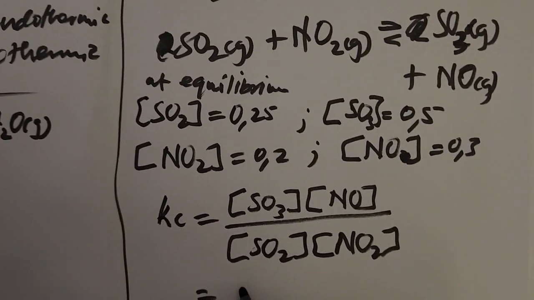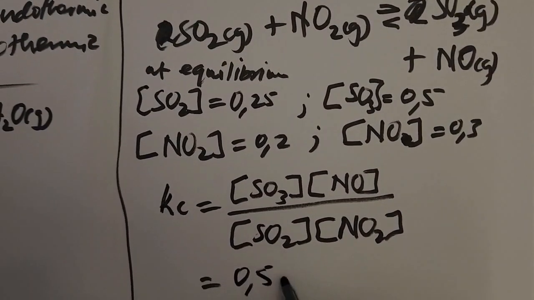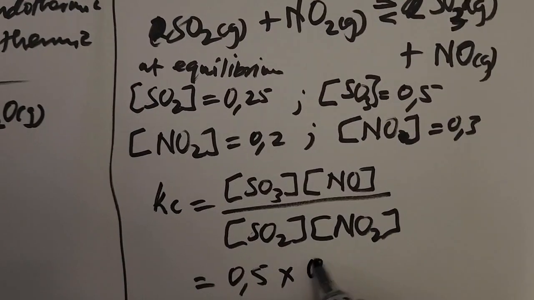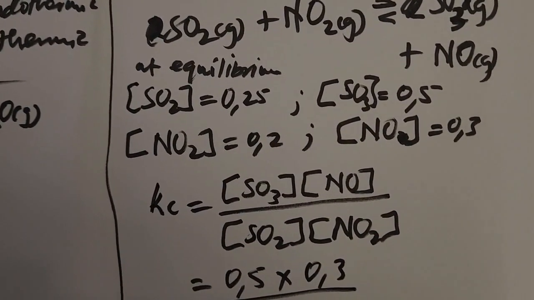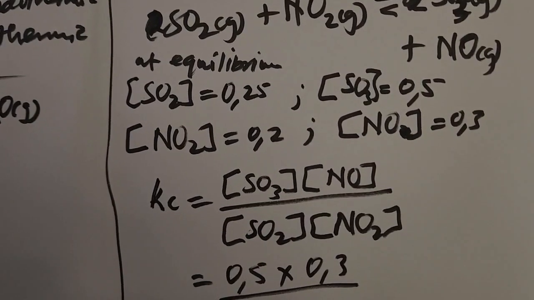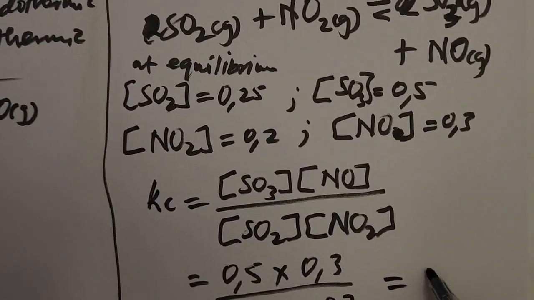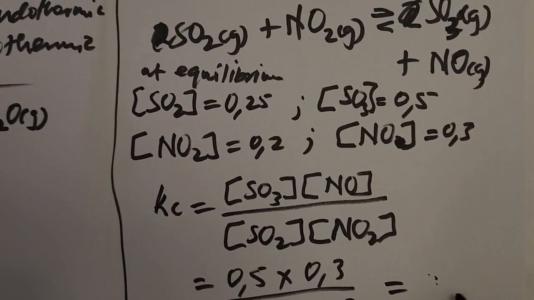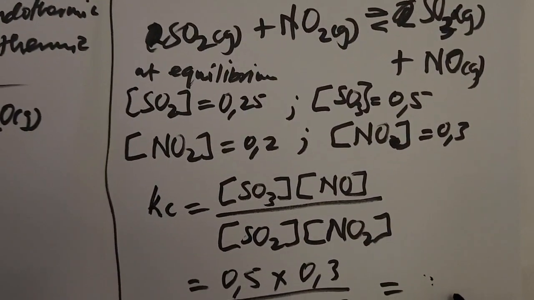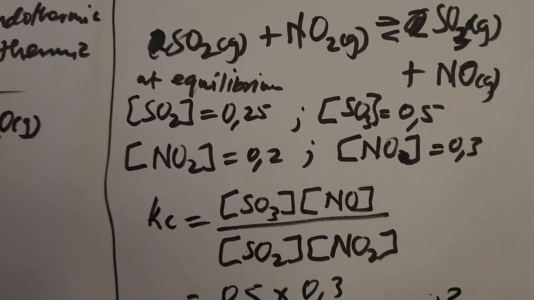then you get sulfur dioxide. Sulfur trioxide is 0.5 multiplied by nitrogen oxide is 0.3 divided by sulfur dioxide is 0.25 multiplied by nitrogen dioxide is 0.2. The answer, if you use your calculator, must give you somewhere around 3, which is also a high Kc value.